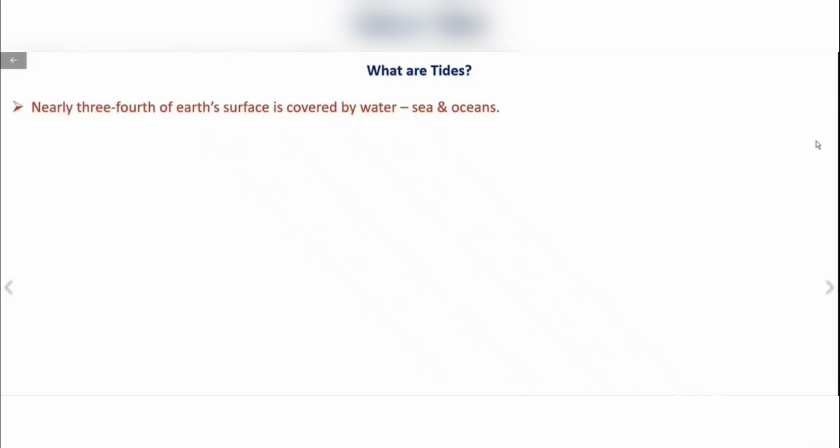75% of the Earth's surface is covered by water. That is, it comprises of seas and oceans.